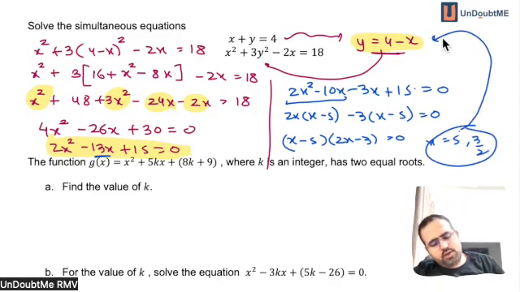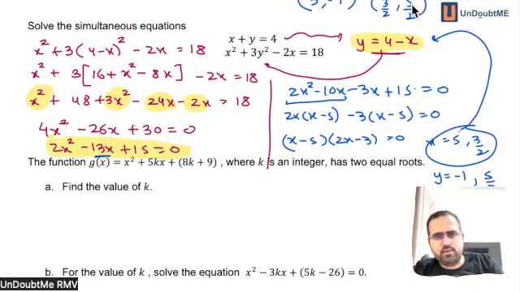We can put them over here one by one. So when I'm putting 5, I'll be getting y value as minus 1. And for 3 by 2, I will be getting y value as 5 by 2. So (5, minus 1) and (3 by 2, 5 by 2) are the two answers.